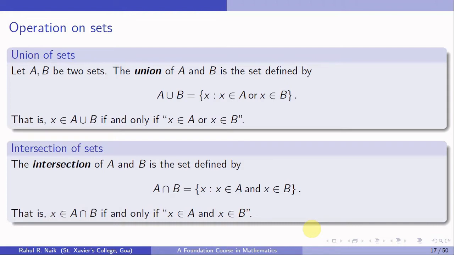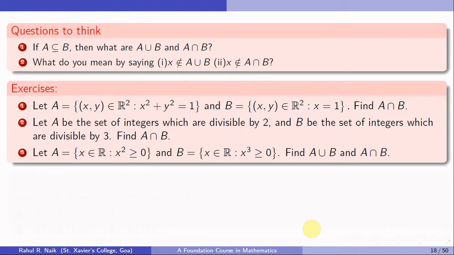Here is an exercise for you. There are two questions for you to think about, and you can in fact justify them. If A is a subset of B, then what can you say about A union B and A intersection B? You must know the old-fashioned way of drawing sets as a Venn diagram. So you can draw the meaning of subset geometrically and visualize it, guess the answer and justify it.